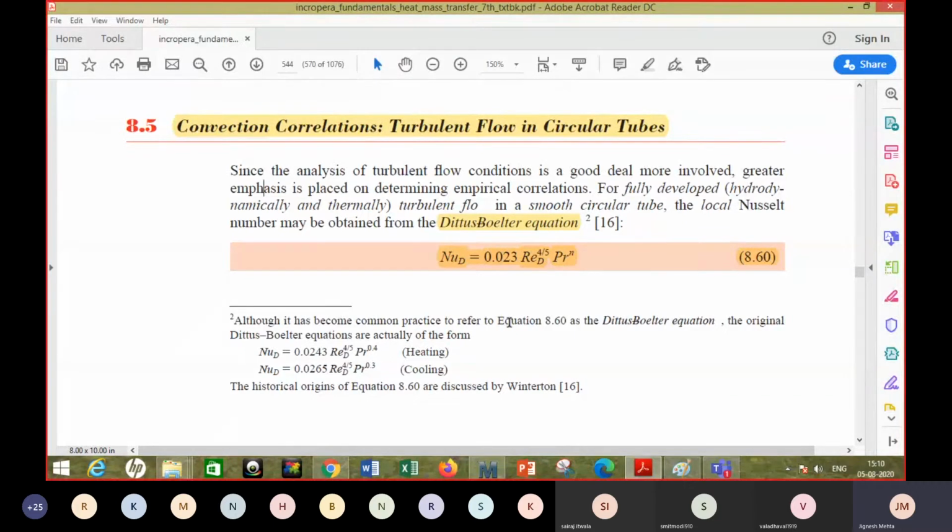And when the surface temperature is less than the fluid temperature, that is, the fluid is being cooled, in that case this would be taken as 0.3. So this Dittus-Boelter correlation is a very popular correlation for internal flow. Now mind well, this is for turbulent flow.